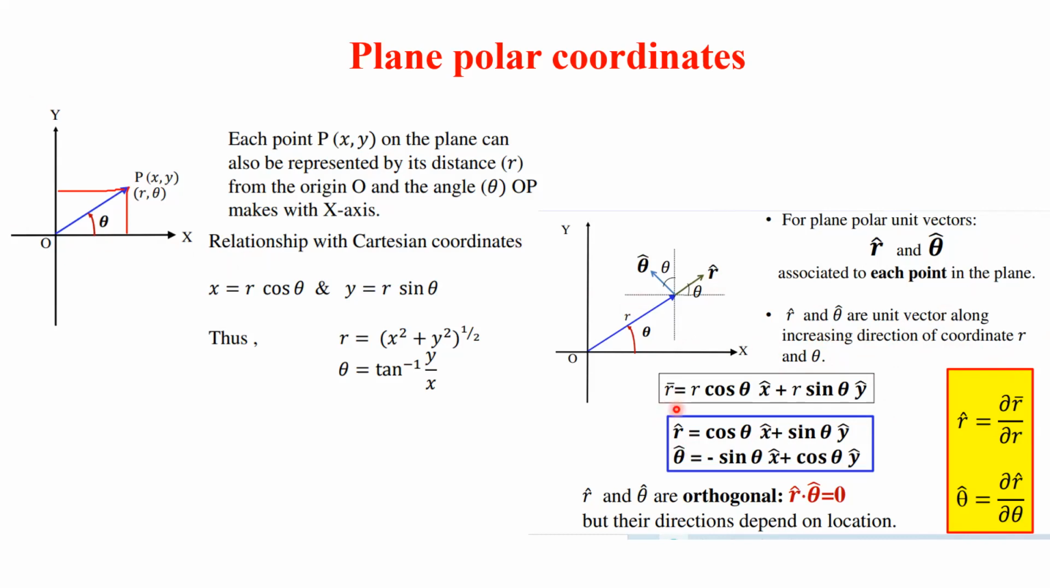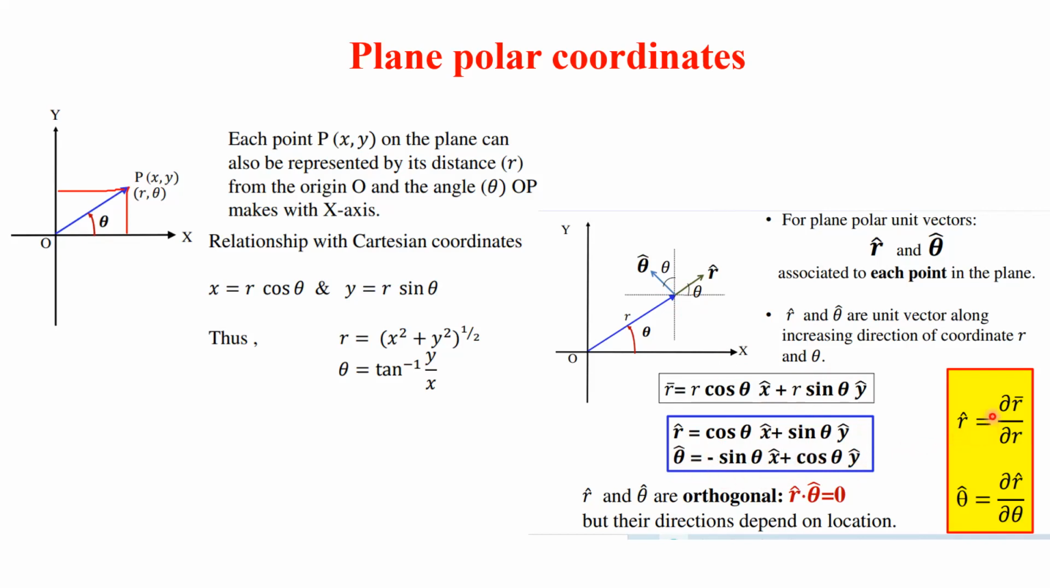Therefore, R vector can be written as R cos theta, this is the X component, times X cap, plus R sin theta, this is the Y component, times Y cap. Therefore, R cap is equal to cos theta X cap plus sin theta Y cap, and theta cap is equal to minus sin theta X cap plus cos theta Y cap. This is the corresponding framework of the point P in the polar coordinate system.